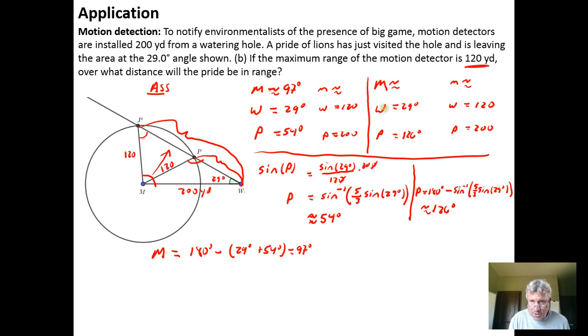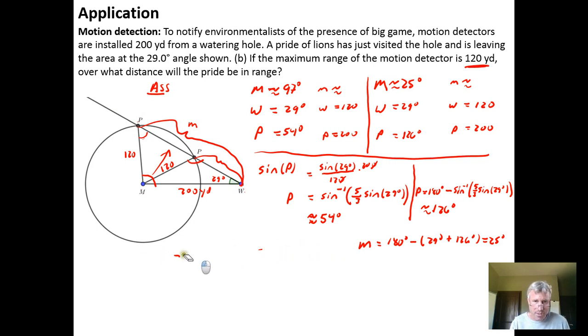And when we do this angle, we're going to get M is 180 degrees, the sum of the angles of a triangle, minus the 29 degrees plus the 126 degrees, which is going to give us, on the other calculator, a 25 degree angle, 25 degrees. So if we calculate this here, this P is the acute angle. When we make this calculation, we're going to be calculating the distance from the watering hole to where the pride exits. So we're going to go ahead and do that calculation.